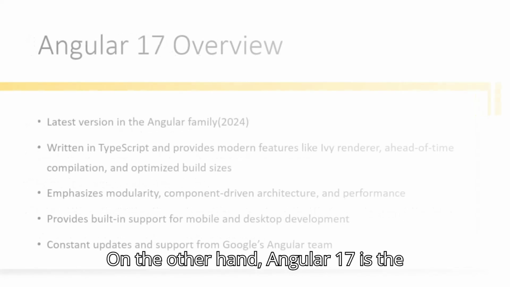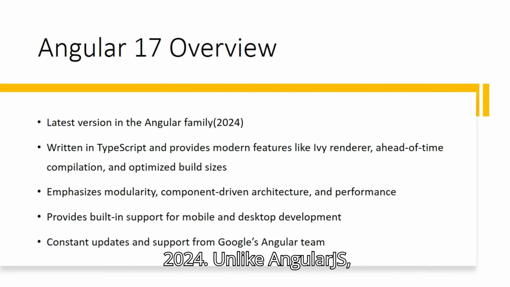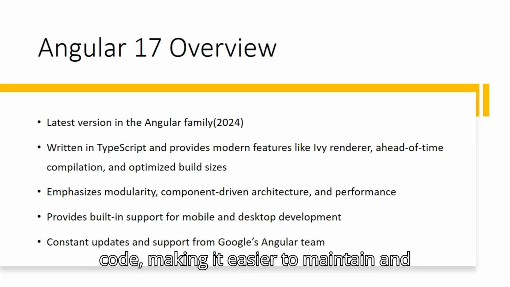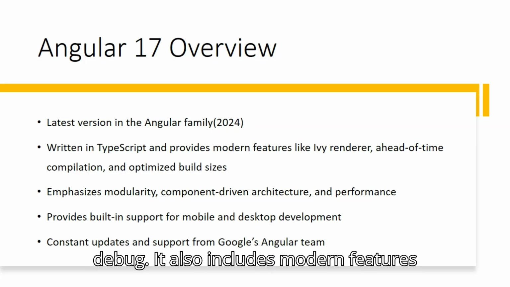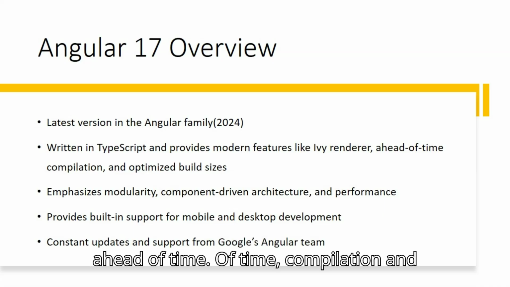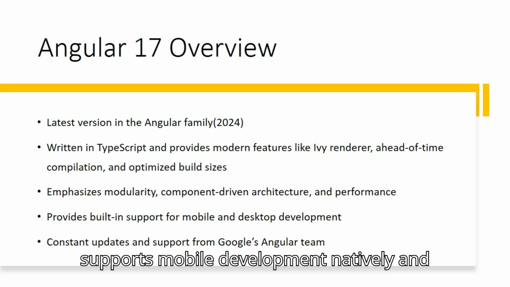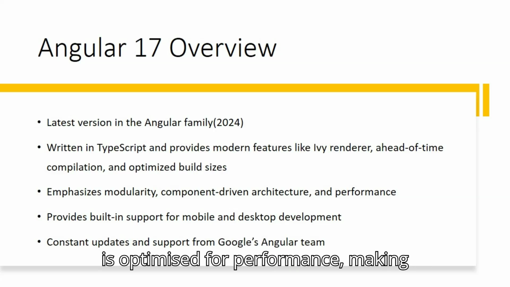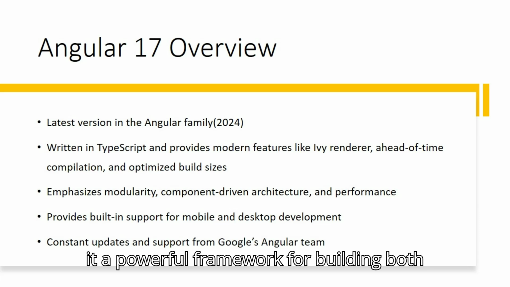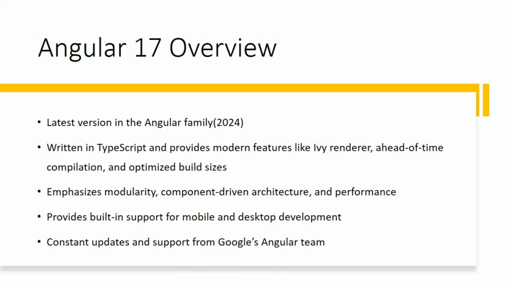On the other hand, Angular 17 is the latest and most advanced version of Angular, released in 2024. Unlike AngularJS, Angular 17 is built on TypeScript, which allows developers to write type-safe code, making it easier to maintain and debug. It also includes modern features like the Ivy engine, ahead-of-time compilation, and much more. Angular 17 supports mobile development natively and is optimized for performance, making it a powerful framework for building both large-scale enterprise applications and single page applications.